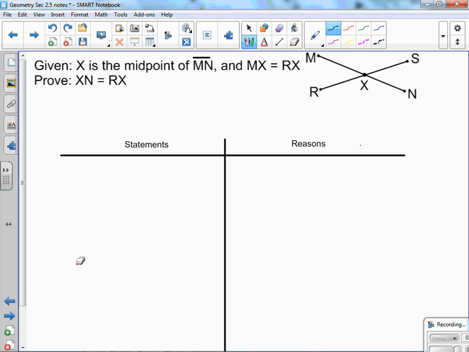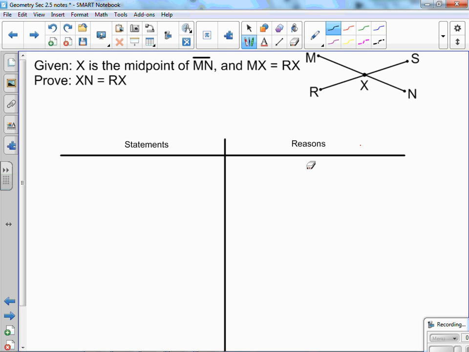All right, so one last one here. Given X is the midpoint of segment MN, and the length of MX equals the length of RX, prove that XN is equal to RX. Ultimately, we want to prove that from X to N is the same as from R to X, or X to R.